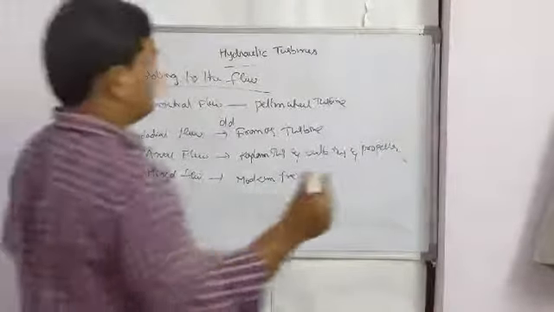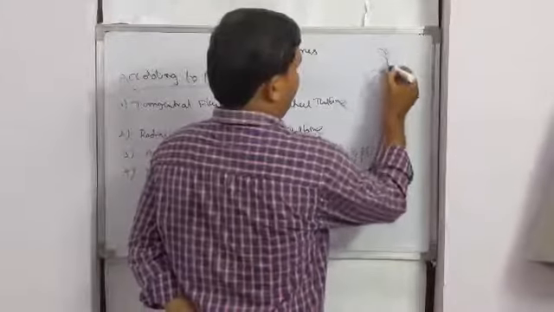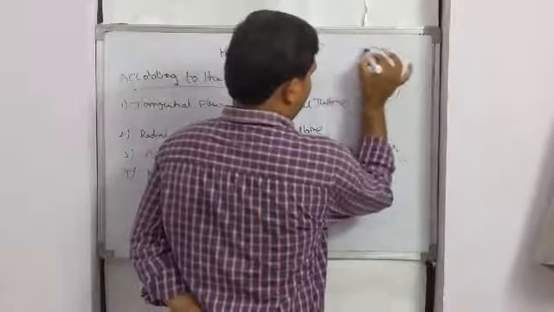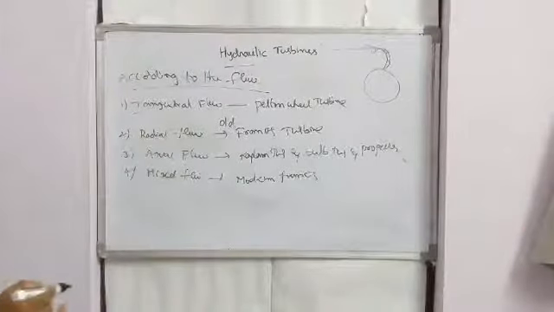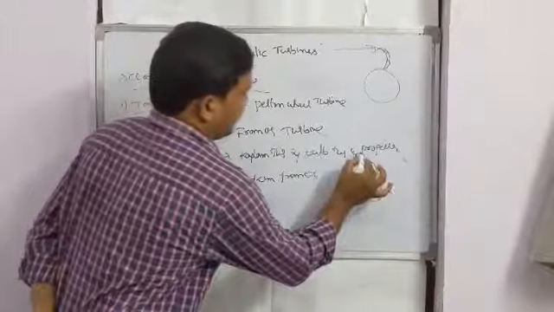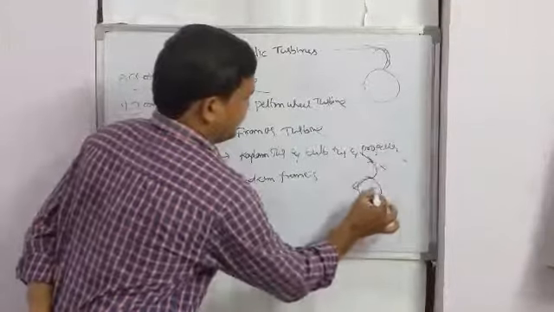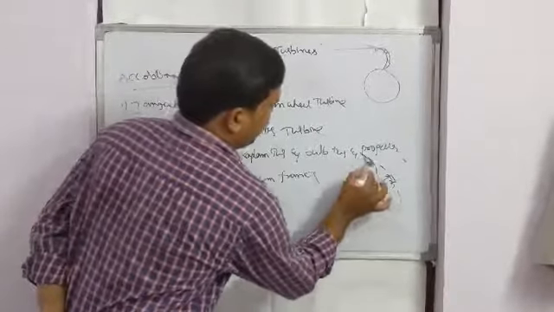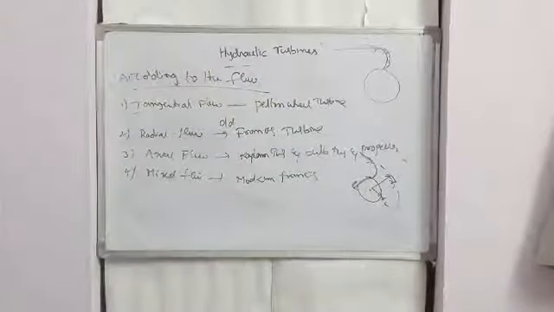Tangential flow means, this is a wheel, this is a blade of a turbine. The water strikes at the tangent of the wheel. That is called tangential flow. Radial flow means the water enters at one radius and leaves at another radius. I already discussed this: this is R1, this is R2. This is called radial flow.